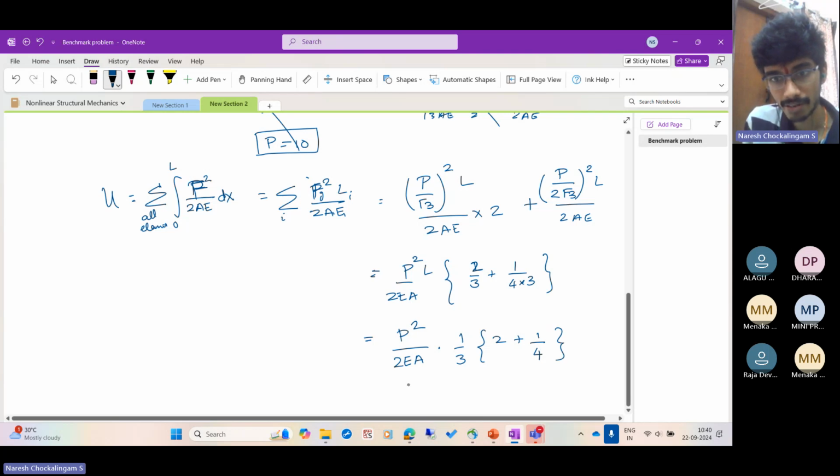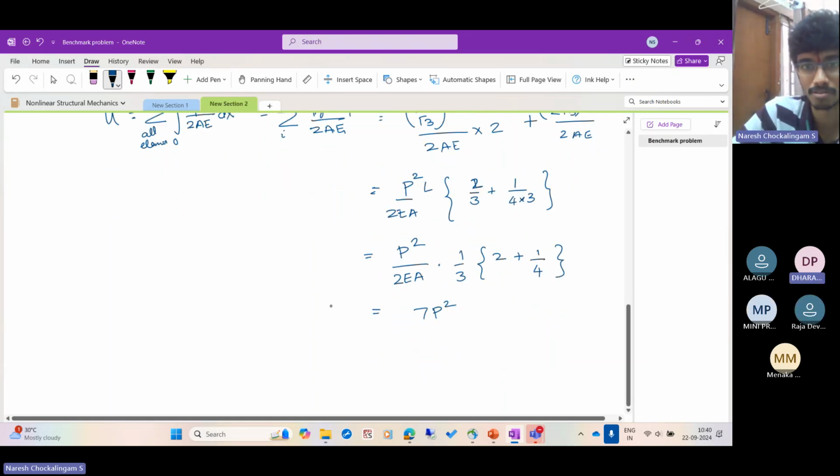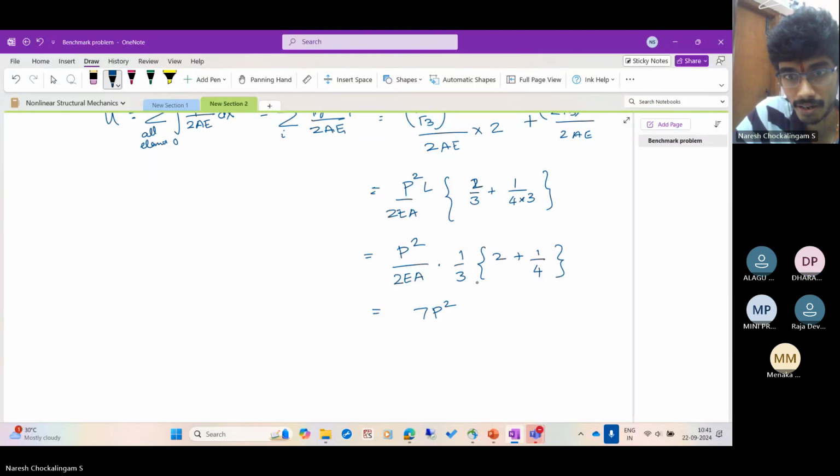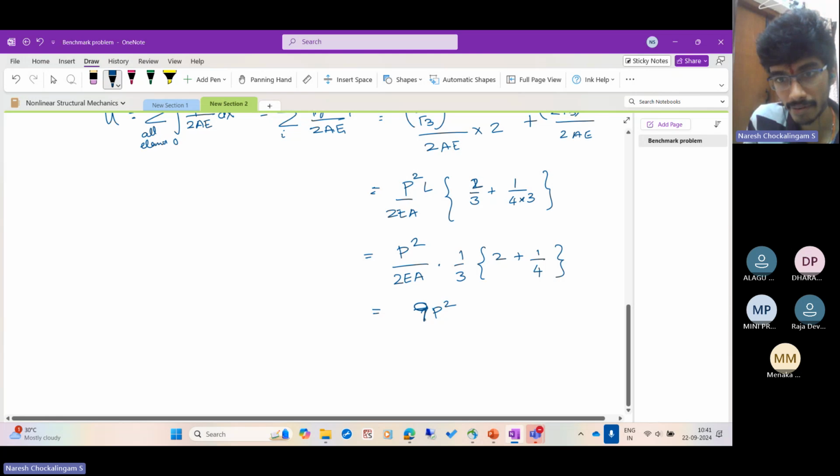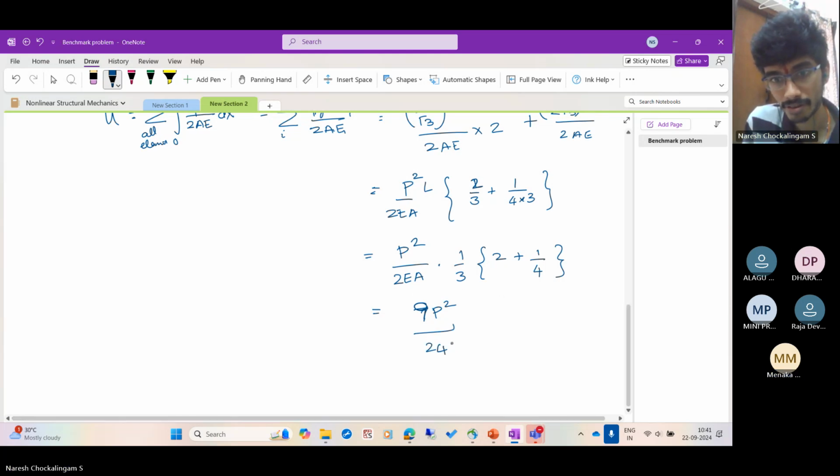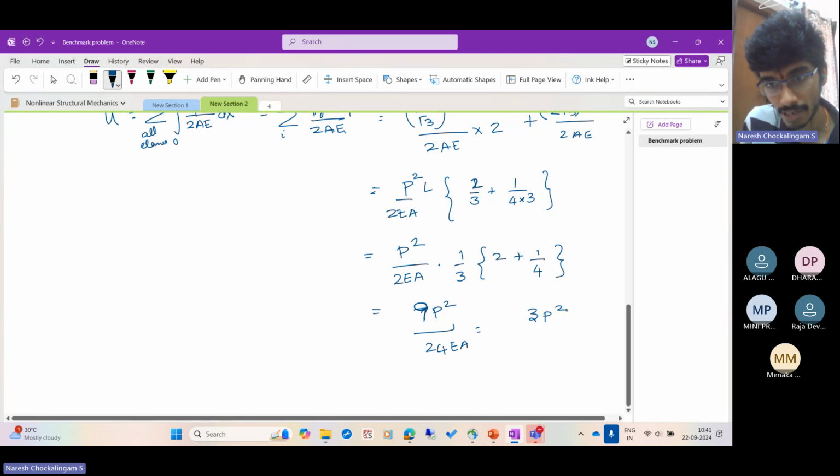So it is 7 by... 7 P square by 6EA. No, 9, 7 P square by 9. 9 P square. Oh yeah, sorry, 9. Sorry. 9 P square by 2, 3, 4, which is 24. I can simplify this. This is 3P square by 8EA.